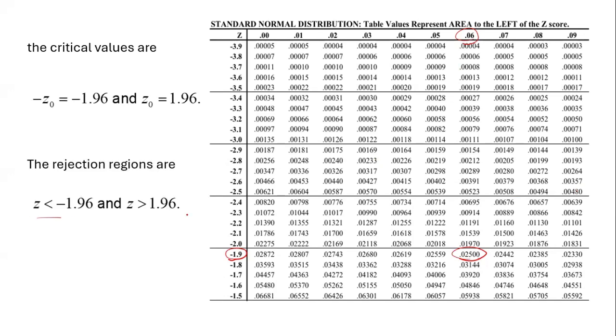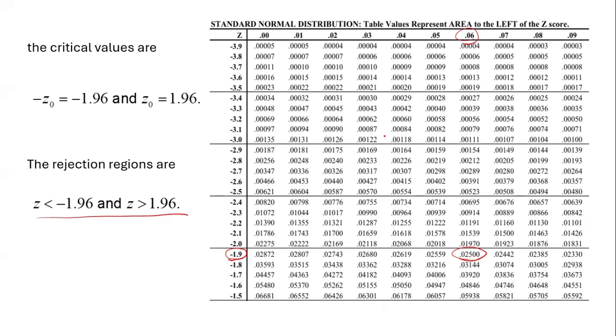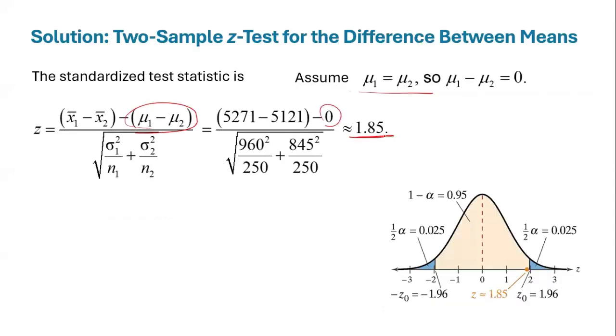After finding the critical values, now it's time to use the formula and calculate the test statistic. Again, don't forget that mu1 minus mu2 is always 0 because we always assume that mu1 is equal to mu2. I found the test statistic is 1.85. Now it's time to check if 1.85 is in the rejection region. The rejection region tells me more than 1.96 and less than negative 1.96. You can see it in the picture. But 1.85 is not in that rejection region.